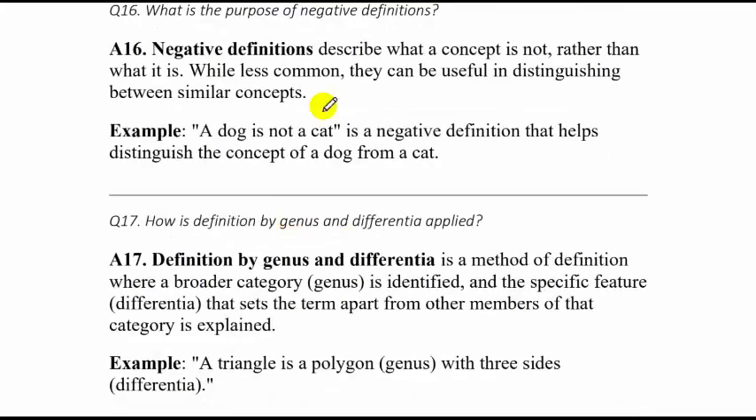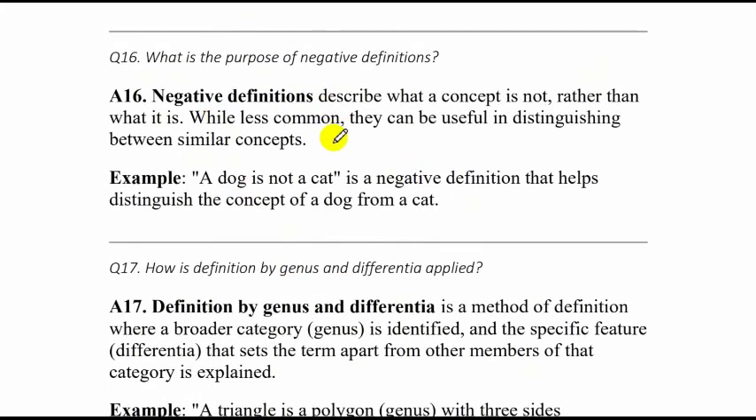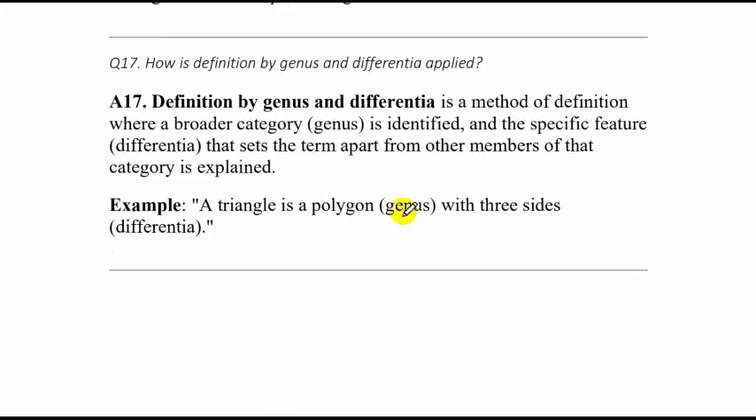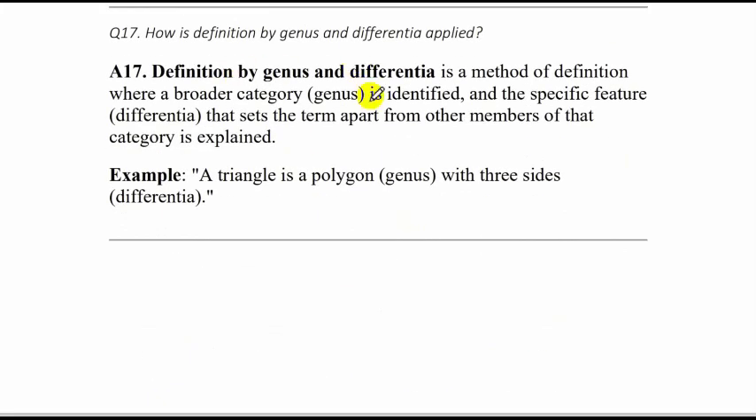What is the purpose of negative definitions? Negative definitions describe what a concept is not rather than what it is. While less common, they can be useful in distinguishing between similar concepts. For example, "a dog is not a cat" is a negative definition that helps distinguish the concept of a dog from a cat.